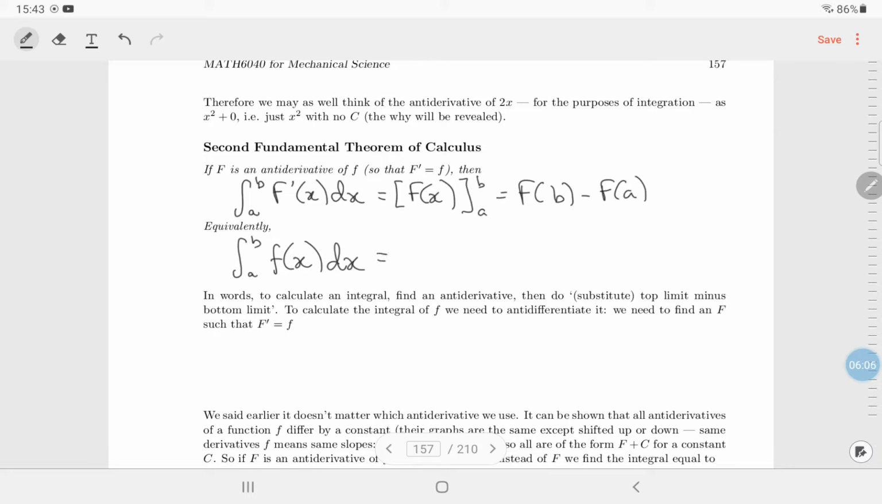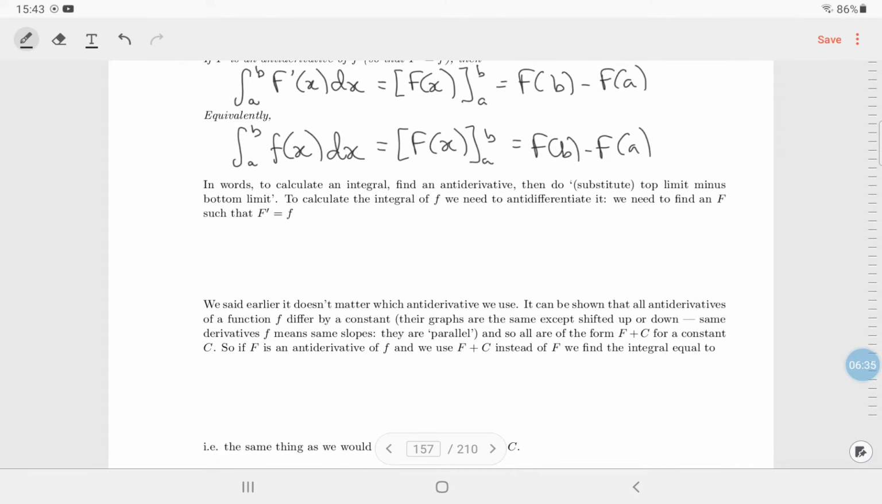So this is just another way of writing exactly the same thing. I'm saying that the antiderivative of little f is big F, and then you do top limit minus bottom limit. In other words, to calculate an integral, find an antiderivative, and in fact any antiderivative will do. There's infinitely many, but any will do, as we'll see in a minute. Then substitute the top limit minus the bottom limit. So to calculate the integral of f, we need to be able to antidifferentiate.